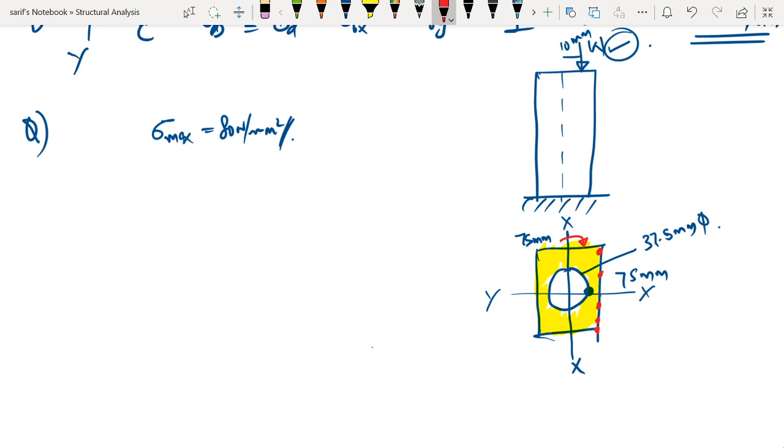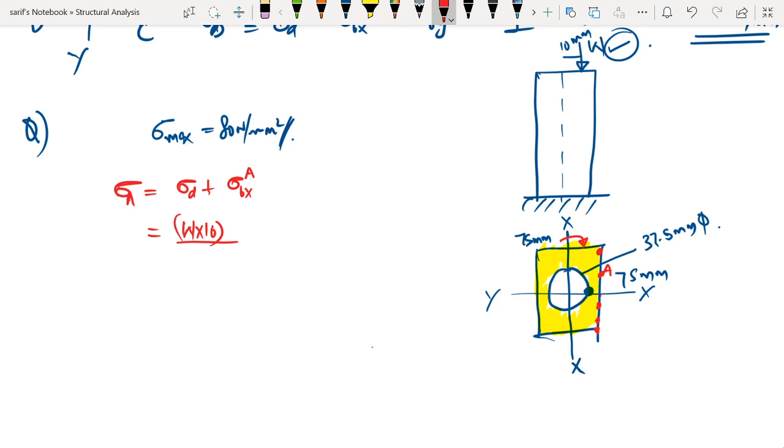So if we try to write an expression, let us say sigma is going to be equal to sigma d plus the bending stress about the x-axis. Okay, and let us take some arbitrary point. Let us take this point as some point A. So about the point A, this is sigma A. So it is going to be equal to, sigma d is going to be equal to W into E. E is going to be 10 mm divided by the area.